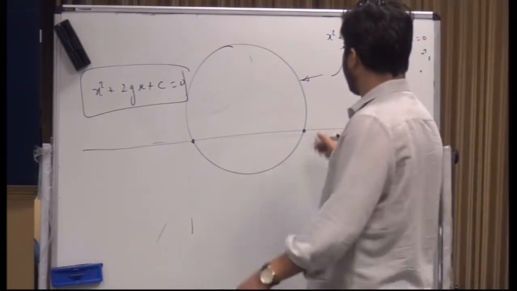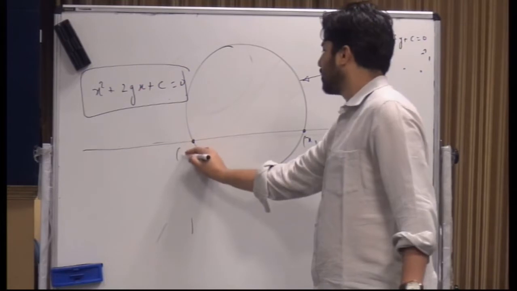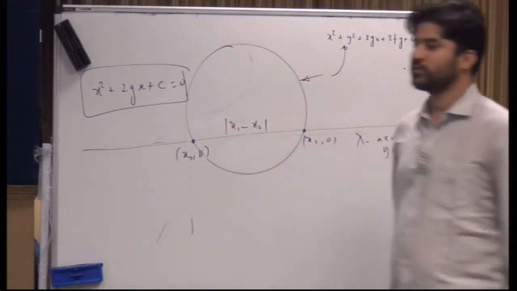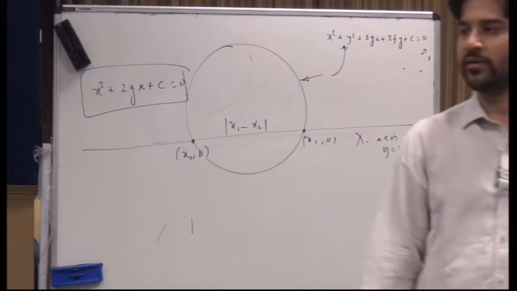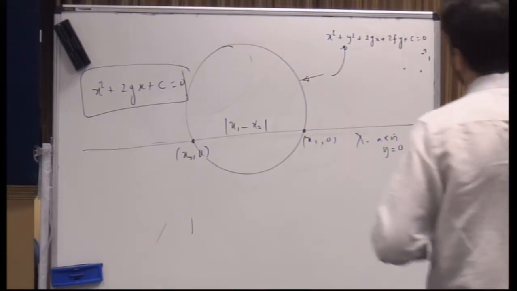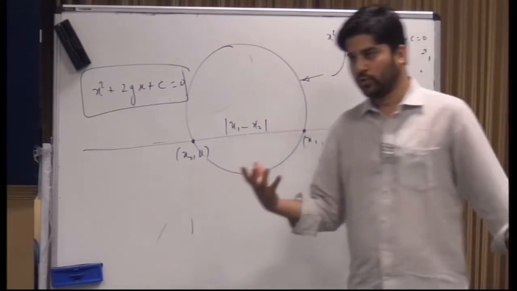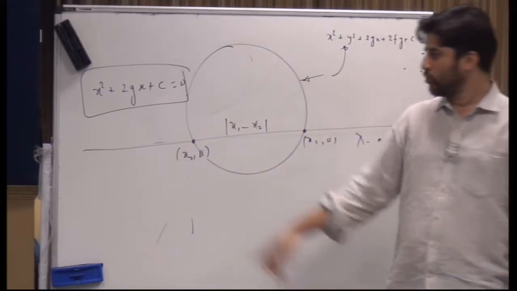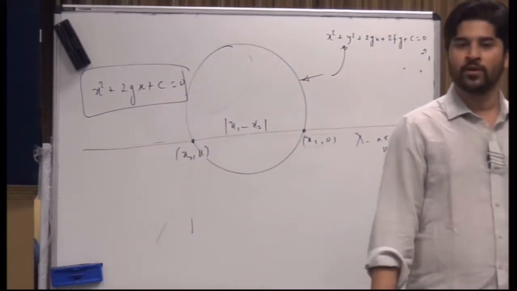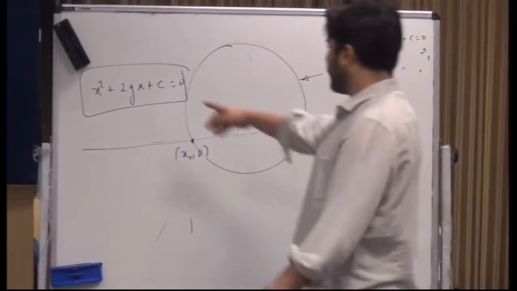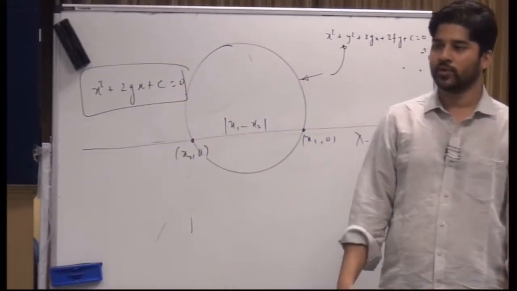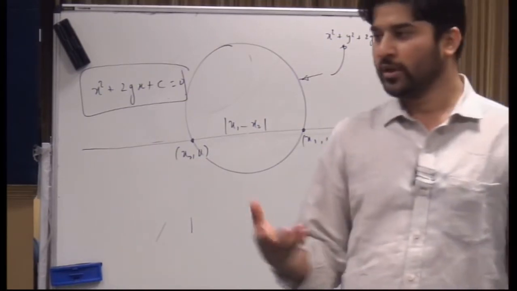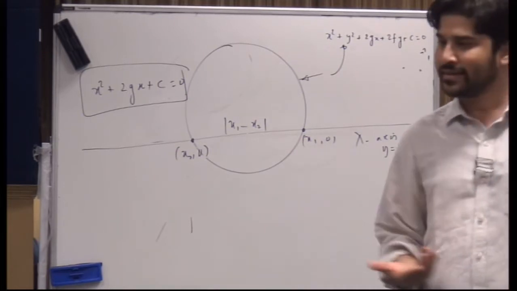Do we really have to find x1, x2, or we just need to find mod of x1 minus x2? What do we need to find? If I am asking you to tell me the length of x-intercept, what do you want to know? x1 comma 0 and x2 comma 0, or mod of x1 minus x2? So do we really have to solve this quadratic equation? Because we are not interested in it. What we get when we solve a quadratic equation is x1 and x2, but we are not interested in x1 and x2. What are we interested in?